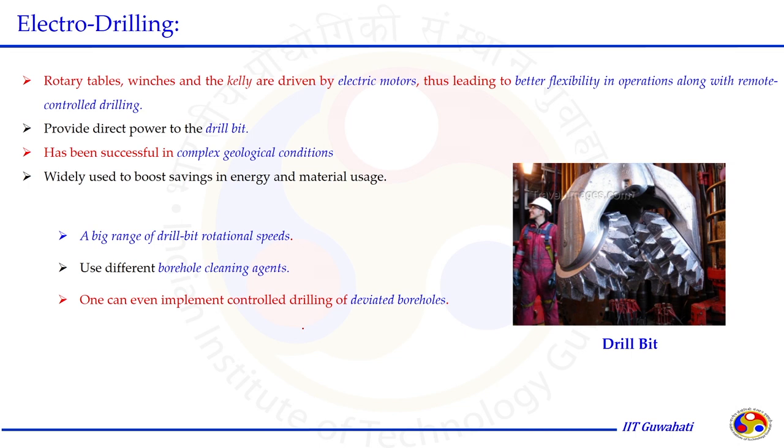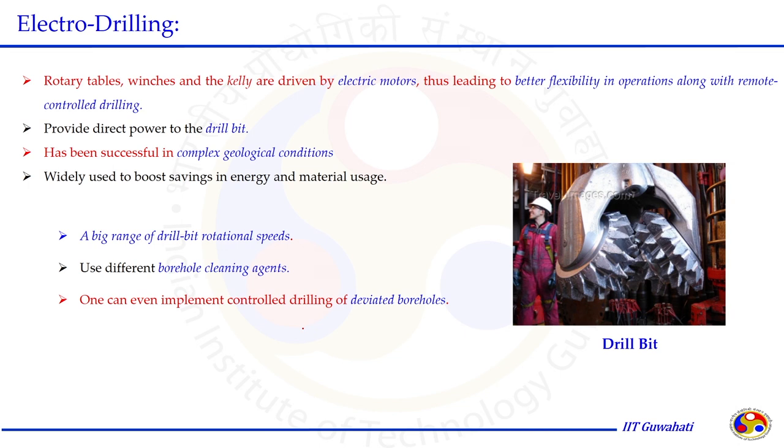It provides direct power to the drill bit. So the movement or the speed of the drill bit can be controlled effectively. It has been successful in complex geological formations, and is widely used to save energy and materials. So electro drilling is actually a successive progress in the drilling process where electric energy is used to move the rotary components. A big range of drill bit rotational speeds can be achieved.